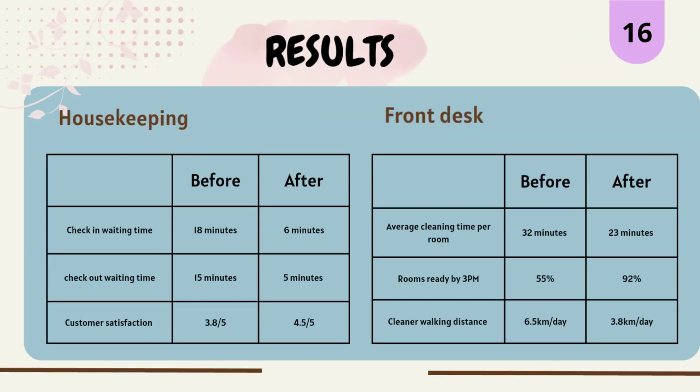As a result, for the front desk, the check-in time and check-out time were reduced, and the customer satisfaction increased to 4.5 out of 5. For housekeeping, the average cleaning time per room was reduced, and rooms ready by 3 p.m. increased to 92%. The cleaner walking time is also reduced. This shows that industrial engineering can enhance service quality and operational efficiency.